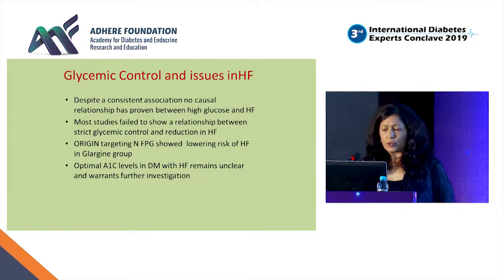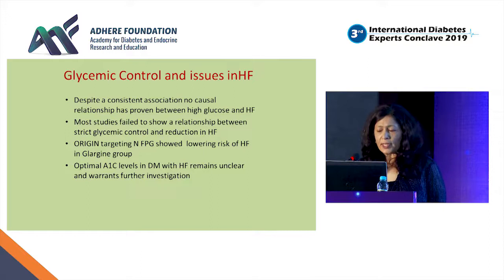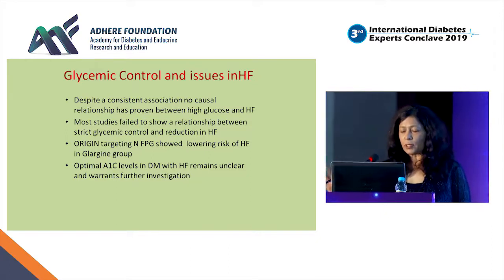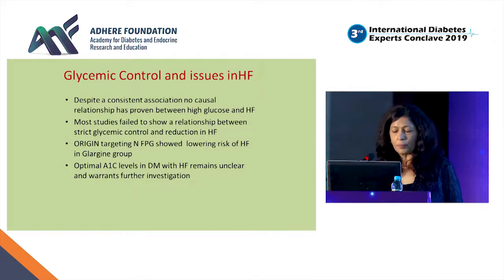Despite the consistent association, no causal relationship has been proven with hyperglycemia. Most studies fail to show a relationship between strict glucose control and reduction of heart failure. ORIGIN, with glargine, which targeted normal fasting glucose, actually showed a bit lower risk of heart failure in the glargine group. Optimal A1C levels in diabetes and heart failure remain unclear.